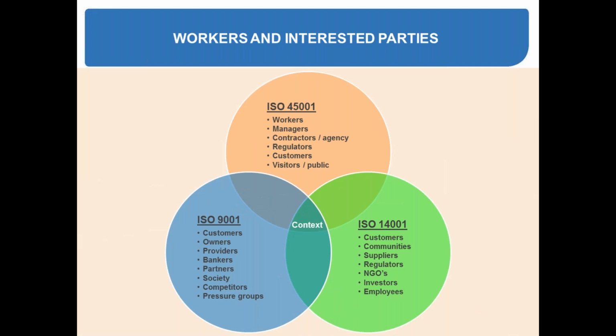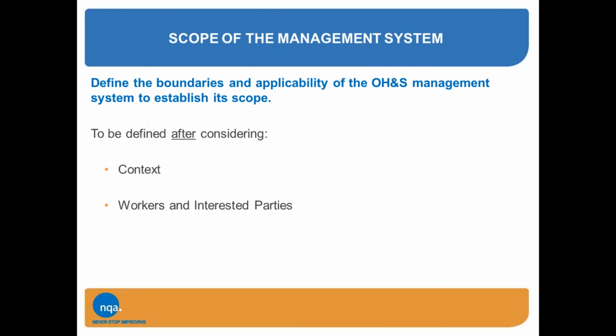So the context is a common element of 45001 in association with other management standards that have been recently revised within the ISO management system suite. I'm using the two most common here, 9001 and 14001, one being quality management, one being environmental management. But you can see context is a common element there throughout. You can only define the scope of the management system when the boundaries and applicability of the management system have been established. So it can only be defined after the context and the workers and interested parties have been identified.